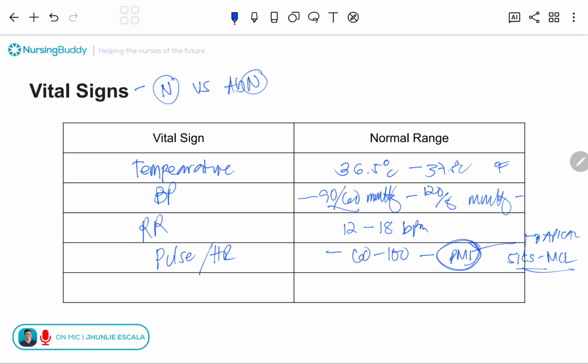Okay, another thing, kapatid, because we have this fifth vital sign, we call it your pain. Okay? Pain is highly subjective. We all need to agree that when a patient says he or she is in pain, we must believe the patient that he or she is in pain. Okay? So, that's it, kapatid, for this one.